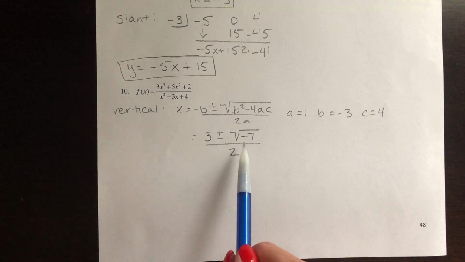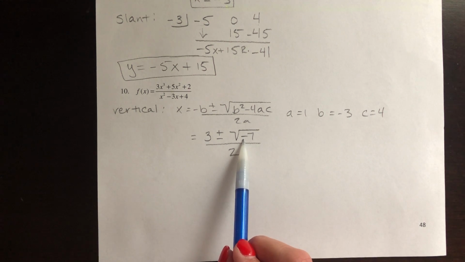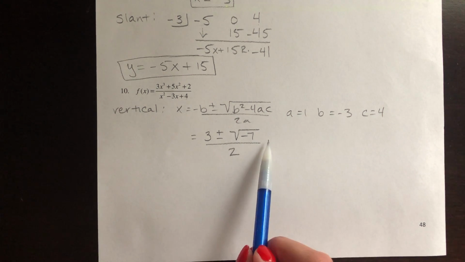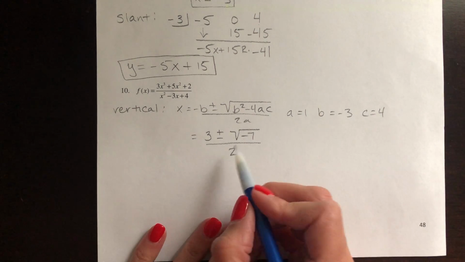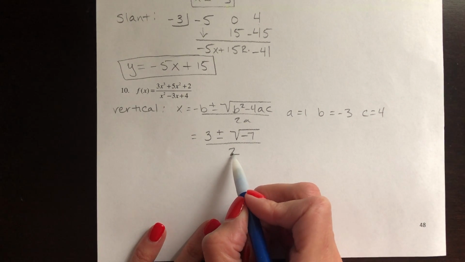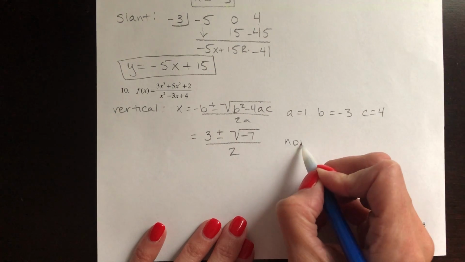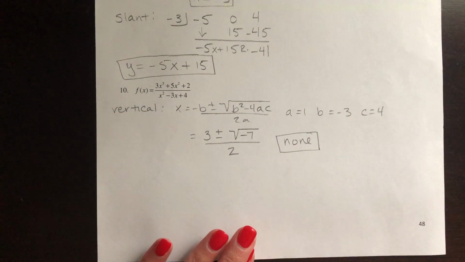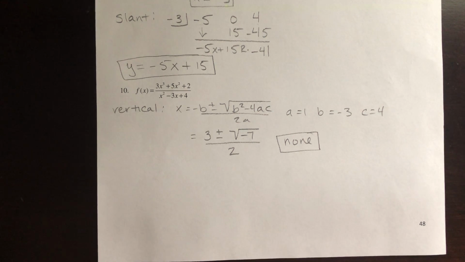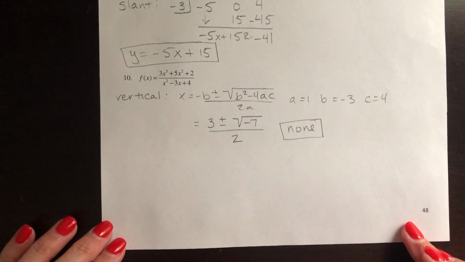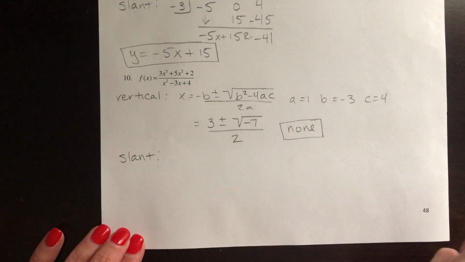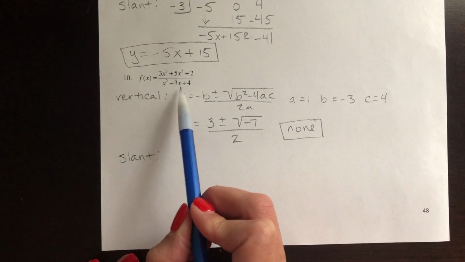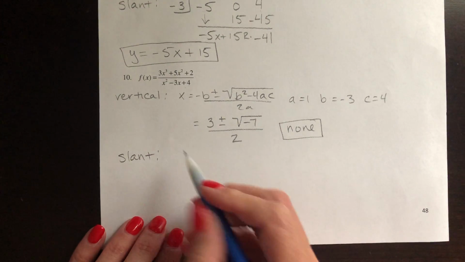Now, when you have the square root of a negative number, that is not a real solution. That turns into the square root of 7i, the imaginary unit. So, since there's no real zeros here, there is no vertical asymptote there. So none for the vertical asymptote. All right, so then let's go on to slant. This is not a candidate for synthetic division, so we have to use long division here.